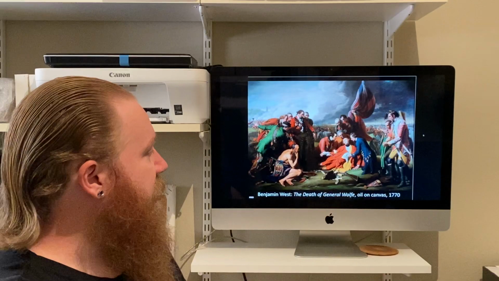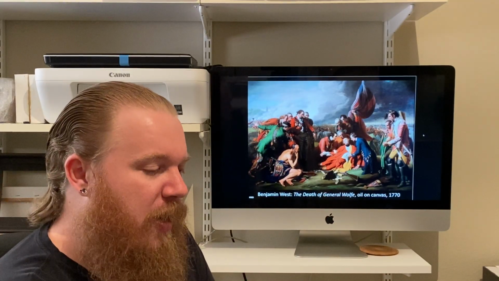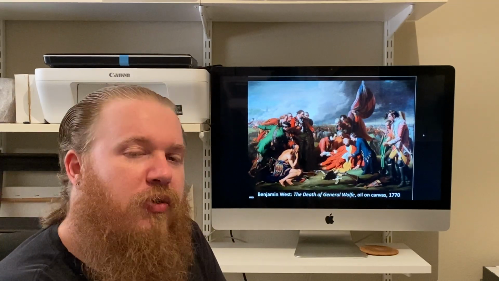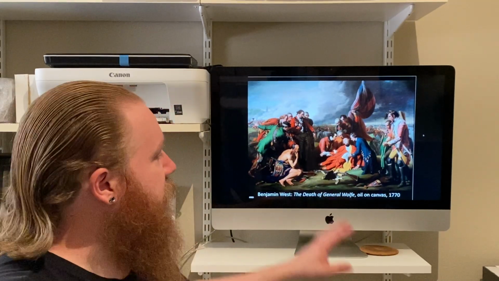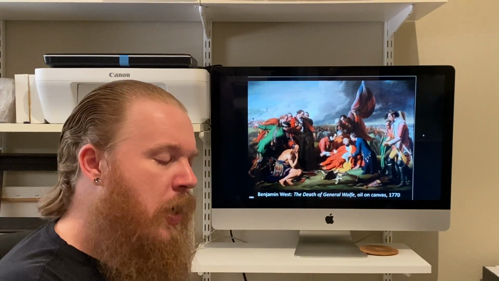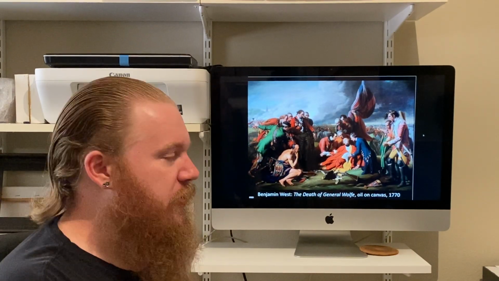Now, we can also have things that commemorate specific events and individuals. So here we see an interesting painting by an early American artist known as Benjamin West. And this depicts the death of General Wolfe. And this is taking place at the Battle of Quebec during the French and Indian War, or the Seven Years' War as it's known in Europe.